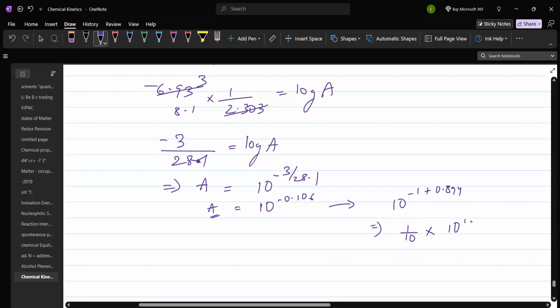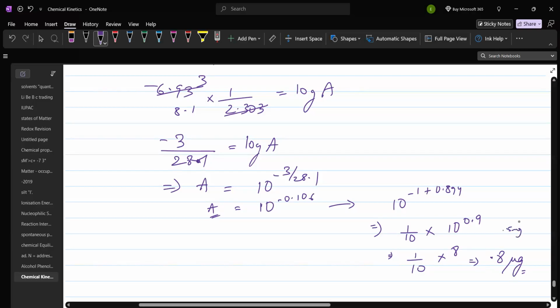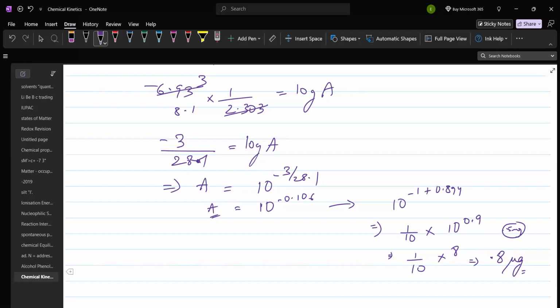So 0.894, you will round off to 0.9. 10 to the power of 0.9 is approximately 8. So you will get the answer as 0.8 microgram. Since half-life has not been reached, if the question were about 28.1 years, the answer would be 0.5 microgram. But the answer is more than 0.5 microgram. Why? Because it is only talking about the first 10 years. Yes or no?